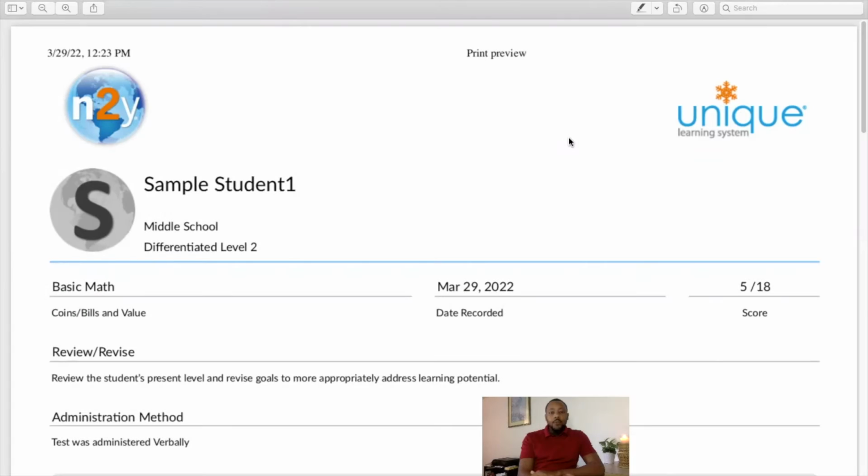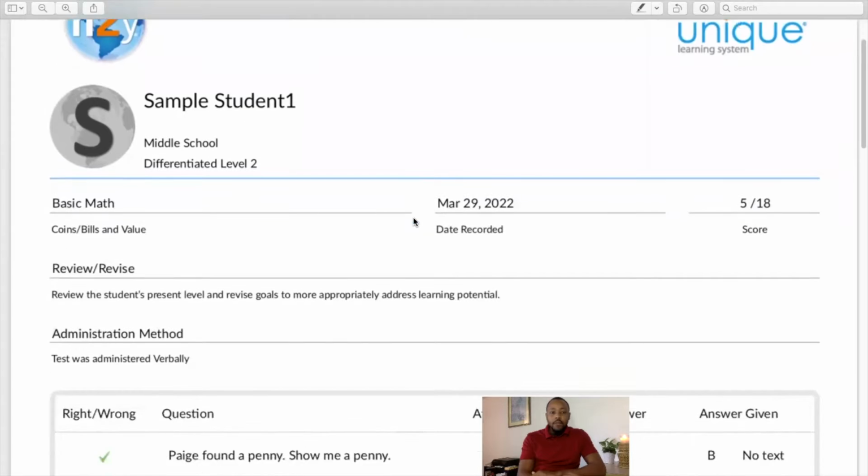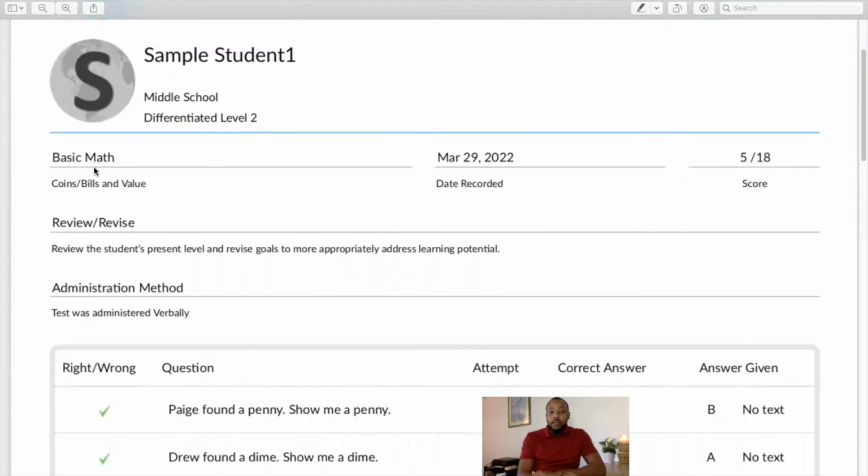So now we start with the test. Your test could be data collection from a log, from tallies that you've taken. It could be from your task analysis. It could be using an actual test report from something like Unique Learning Systems benchmark. So I'm using the basic math benchmark, specifically coins, bills, and value.